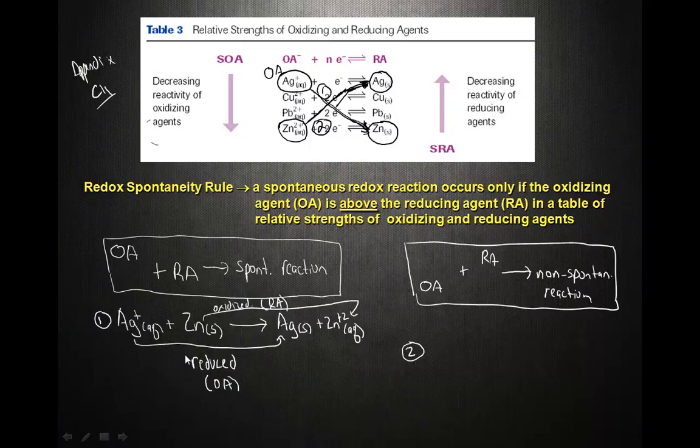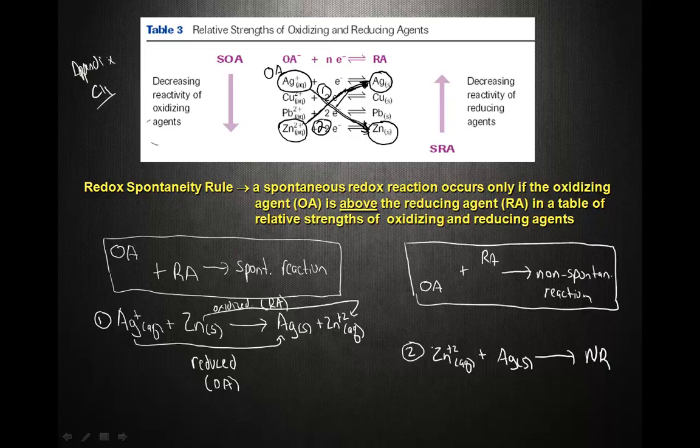So how that looks down here with number 2 is we've got this time Zn2+ going up to Ag solid and saying, Ag solid, give me your electrons. But because Ag is higher on the list, it's not going to give up its electrons. So we would just write here NR for no reaction.